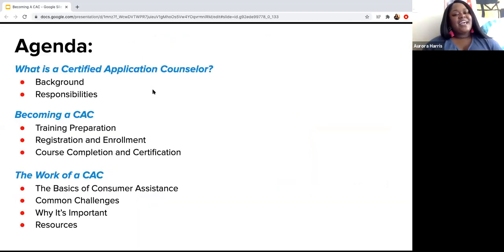So our agenda for today, we're going to talk about what is a certified application counselor, what's the background of it, what are the responsibilities, how do you become a certified application counselor? So what is the training like? What's the registration and enrollment like? How do you get certified? And then we're going to dig into the work of a CAC.